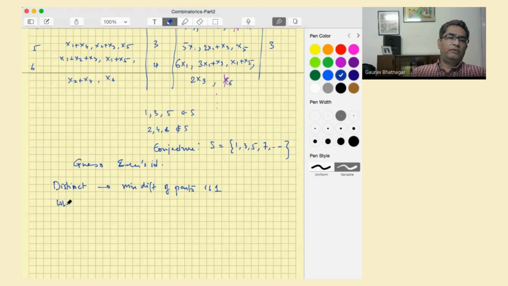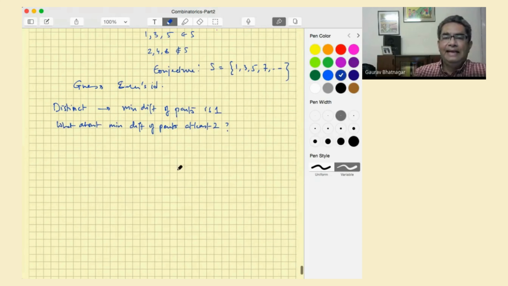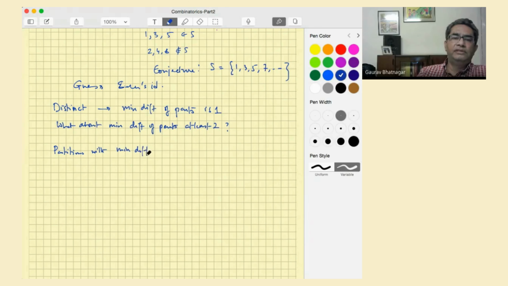So what about a minimum difference of parts of at least 2? And then again, this will give us the Rogers-Ramanujan identity. So let's list them: partitions with minimum difference between parts equal to 2.